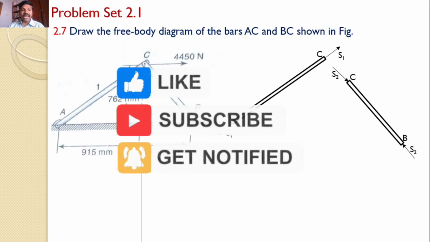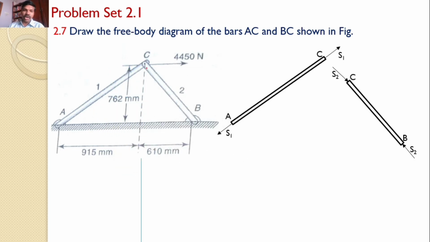We would also like to extend this problem by drawing the free body diagram at C. What are the various forces acting at C? You can see here at C the force 4450 is acting. Another force is the force in the bar AC, and another force is the force in the bar CB. But here the magnitudes and the directions are also important.